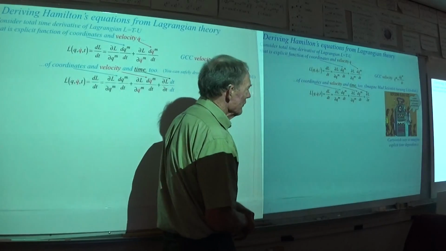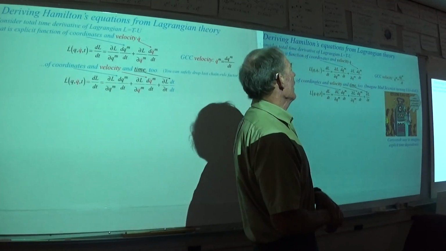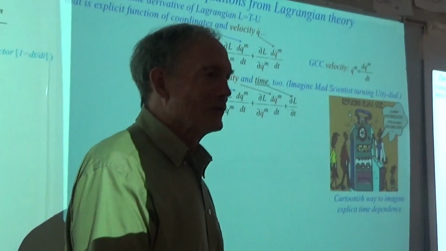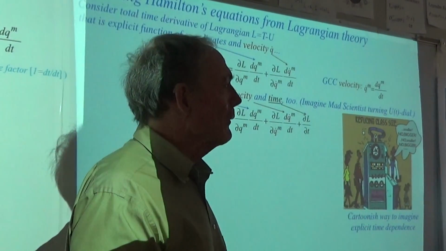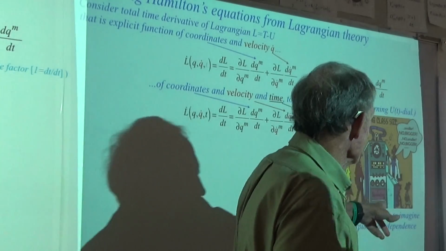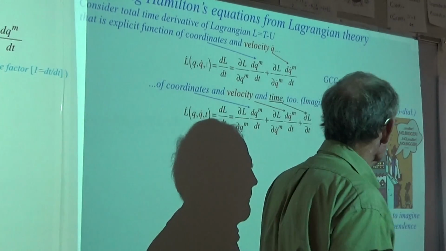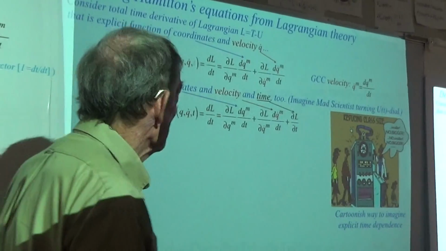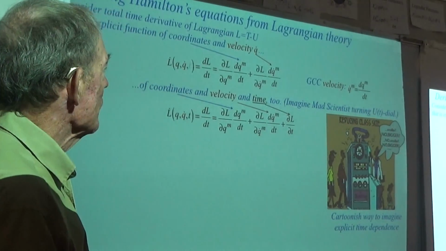And here I'm reducing class size. Something I had to try to do at the beginning of this class as we tried to figure out where to put everybody. The idea of making a small class is a cartoonish way of imagining explicit time dependence.